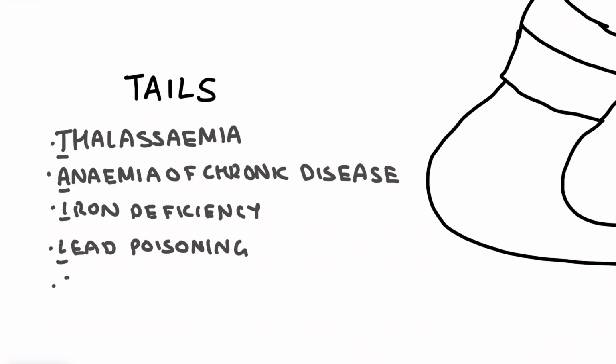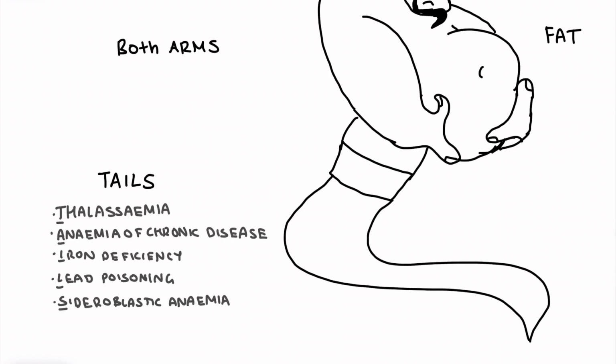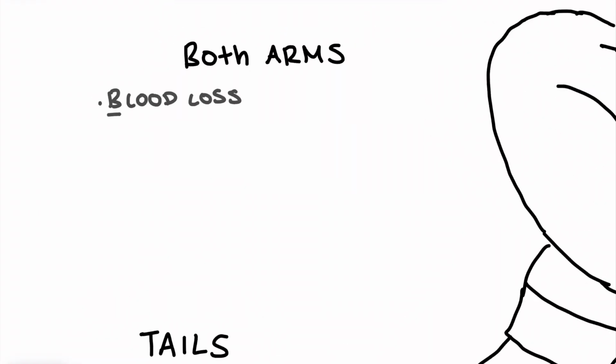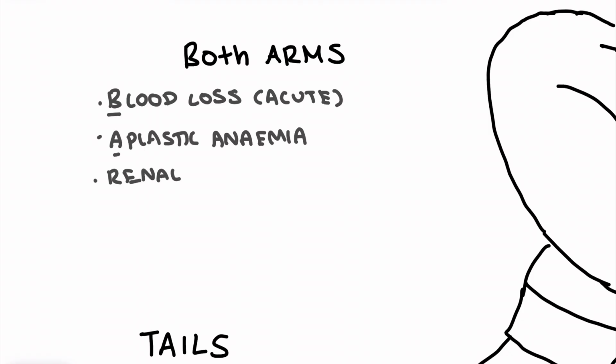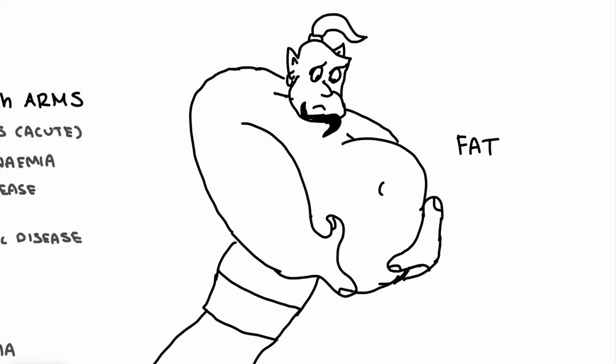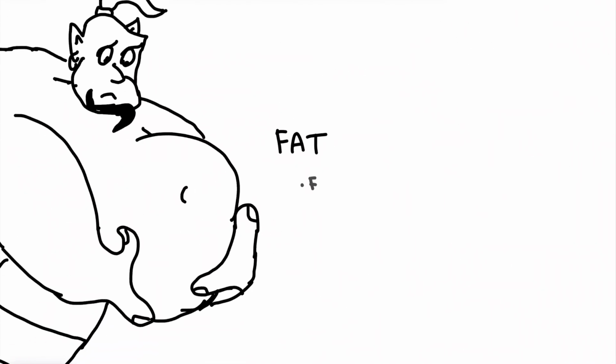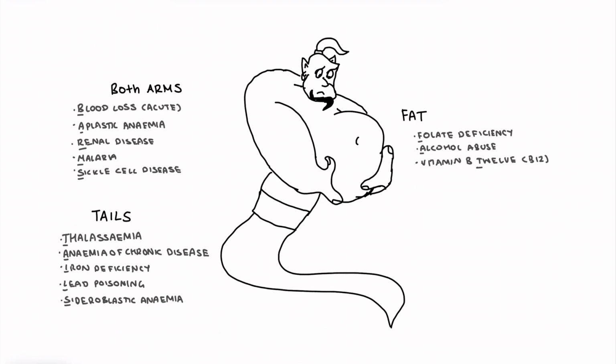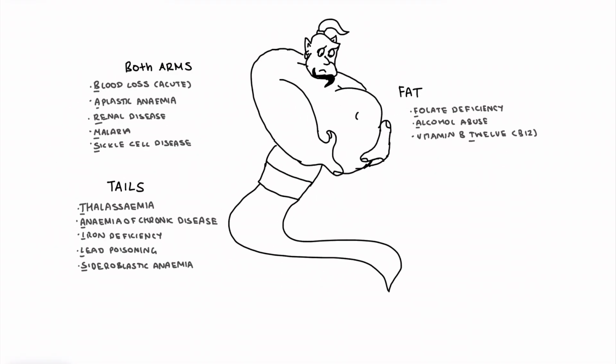poisoning, and sideroblastic anemia. For your normocytic, we've got both arms, so B for blood loss, specifically acute, aplastic anemia, renal disease, malaria, then sickle cell disease. Then we've got the macrocytic anemias, and F is for folate deficiency, A, alcohol abuse, and then T is the 12 in vitamin B12. Okay, so now we're just going to run through the key terms that identify each category.